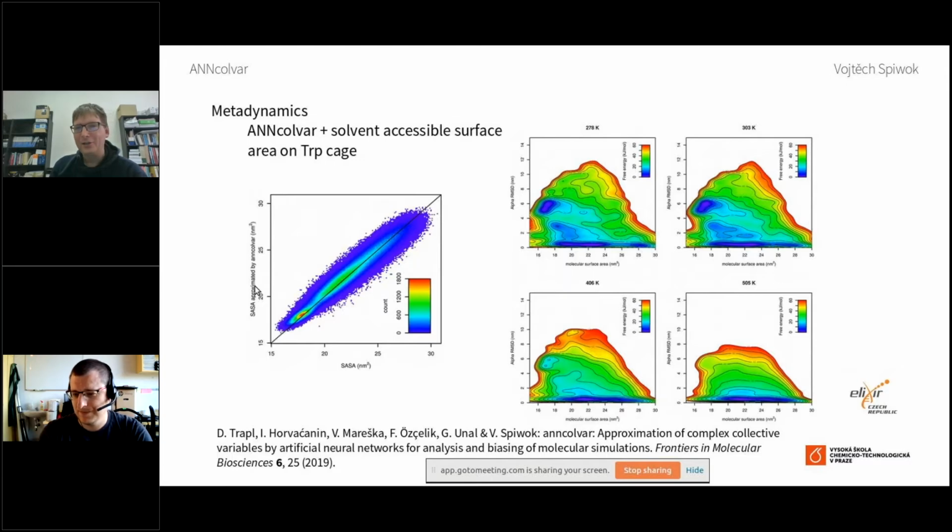And it's natural that for some folded protein, we would expect to have some smaller solvent accessible surface area than unfolded protein.